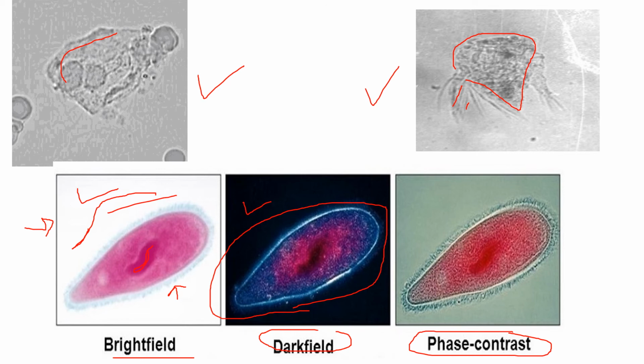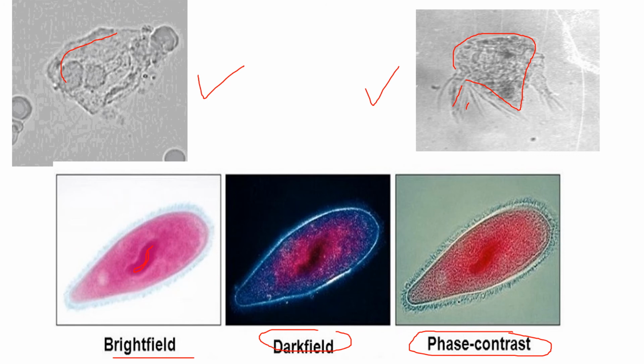And in phase contrast, you can make out that there are cilia attached to the membrane of the cell. So bright field helps us mainly in knowing the shape and size of the bacteria or other microorganisms, but more than that, it does not help us calculate any other features.